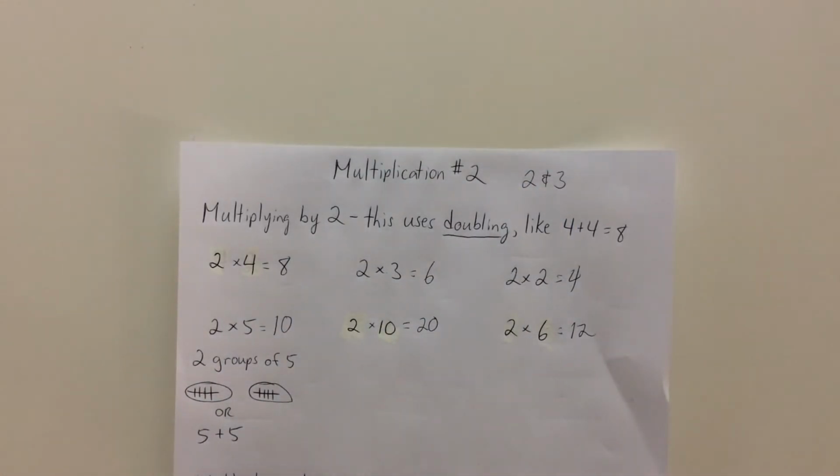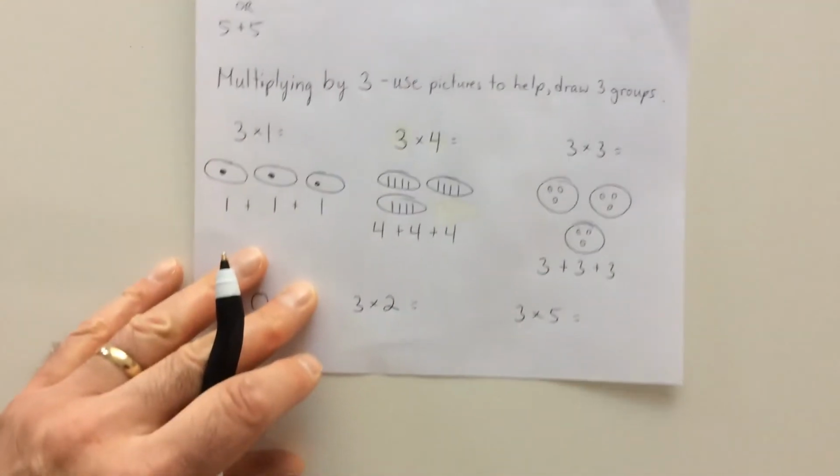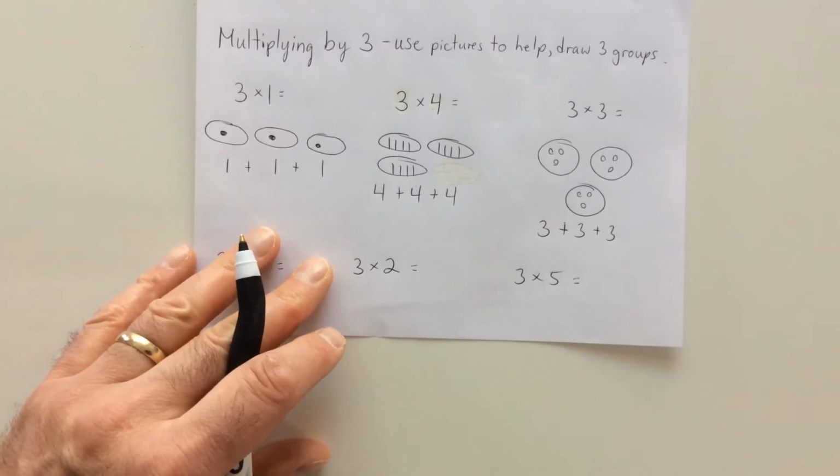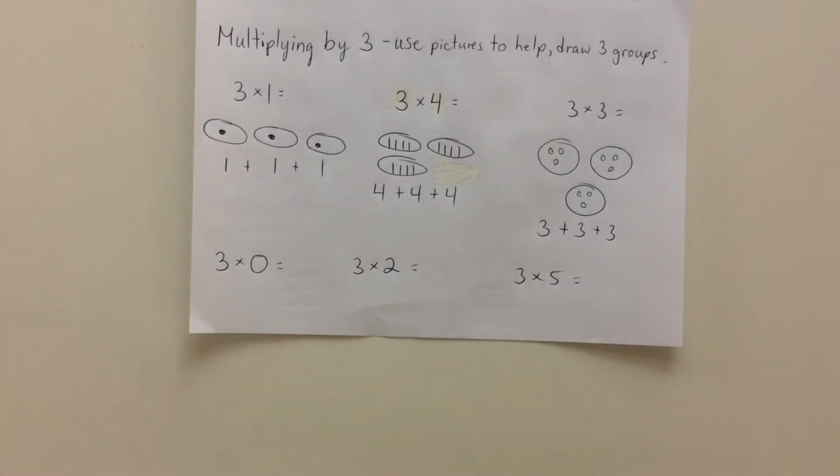Okay, so doubling can be a very handy strategy for multiplying by 2. So practice your doubles if you need to. Let's move on to multiplying by 3. All right, so multiplying by 3, there's not much of a strategy to help you out. I just put on there, use pictures to help and draw 3 groups.